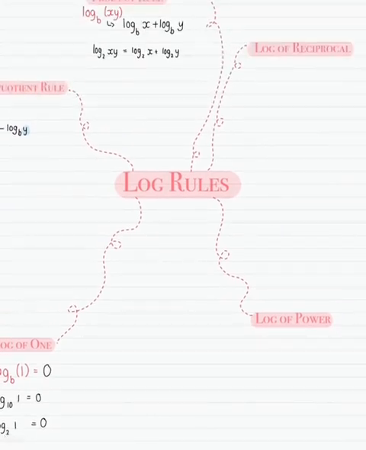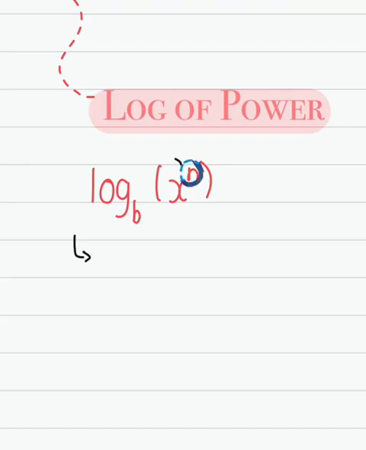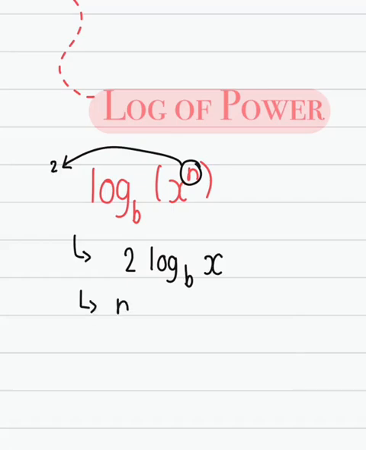Now, for the log of powers, we'll deal with this one first because it will inevitably fall into the next category. So for the log of power, that is saying that I have log of something with a specific base b of x to the power of a number. What this is then going to change into is that this exponent is going to come to the front. So I'm going to have 2 log base b of x, if let's say that n was a value of 2. So the rule specifically would have just been n log b x.